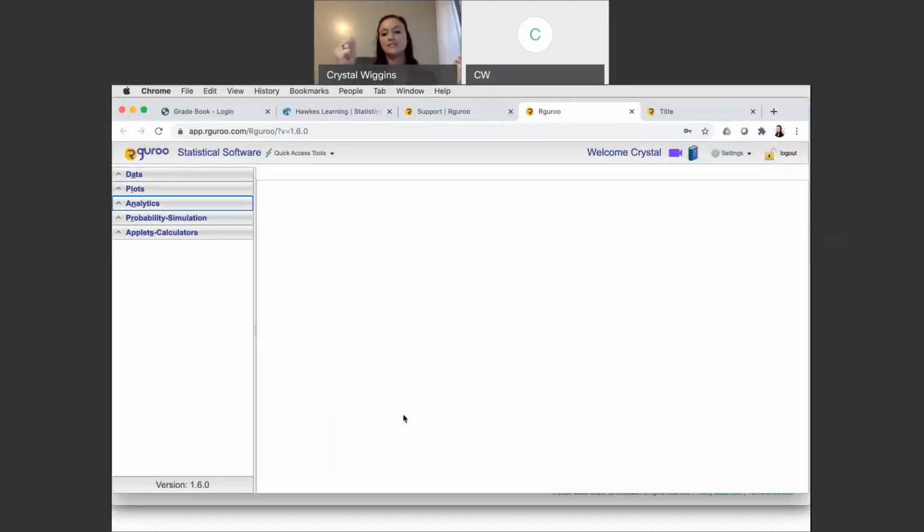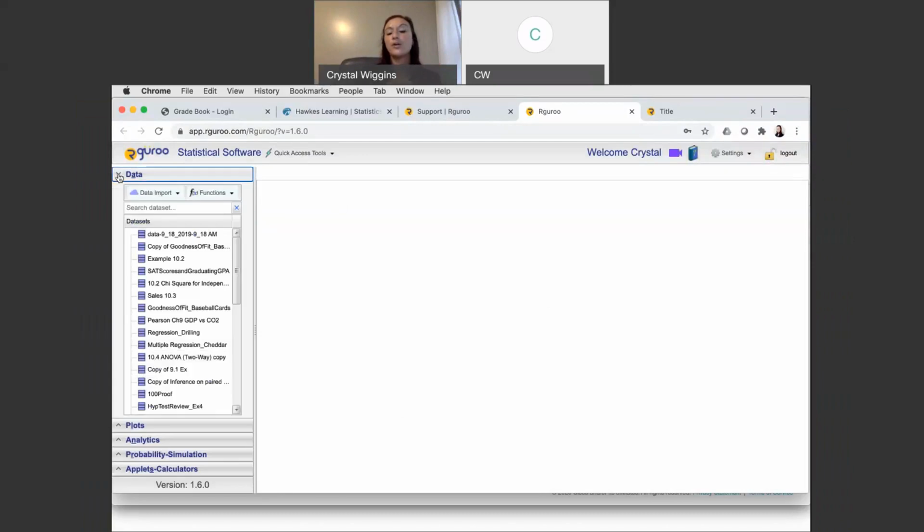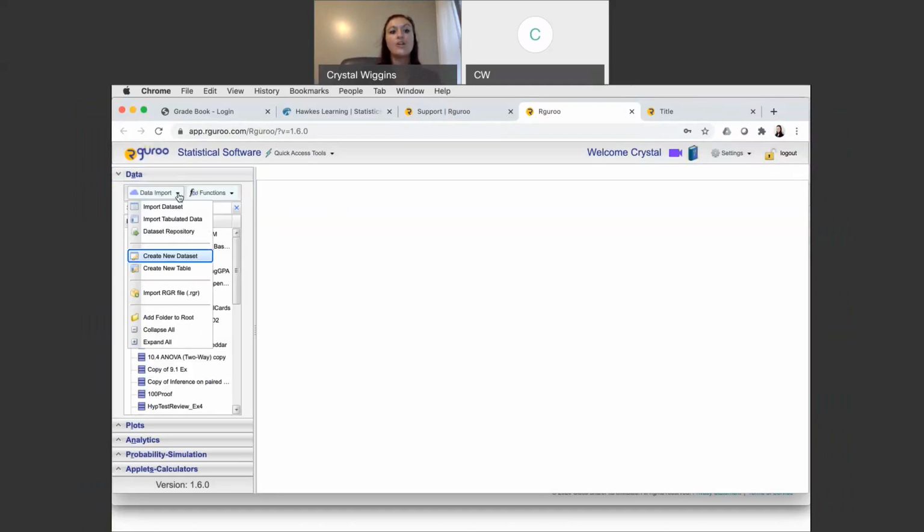Yes, found it. Okay, so I'm signed into my Rguroo statistical software account. First thing we're going to want to do is go to data, go to data import. You're going to want to create a new data set. You could have done this in Excel and then import the Excel file if you prefer.